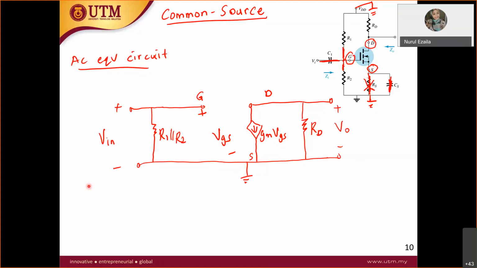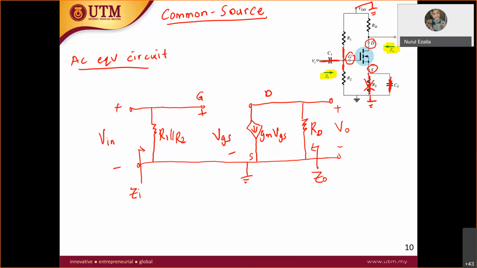So this is your Z in and this is your Z out. Z in is before R1 parallel with R2. Therefore, in here, this is your Z in. And then Z naught, as you can see here, is after RD. So this is your Z naught. This is what I meant by the drawing.